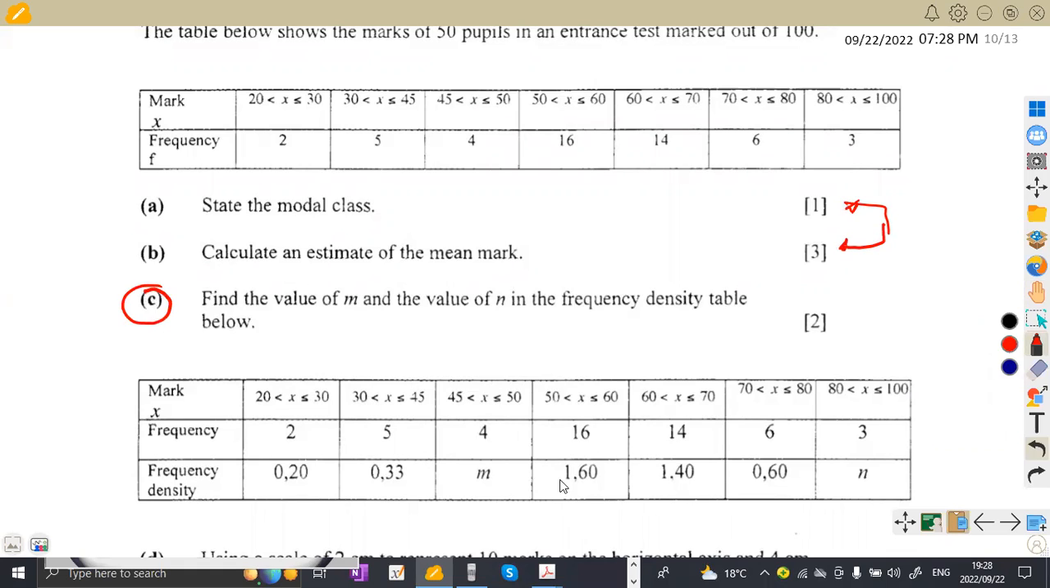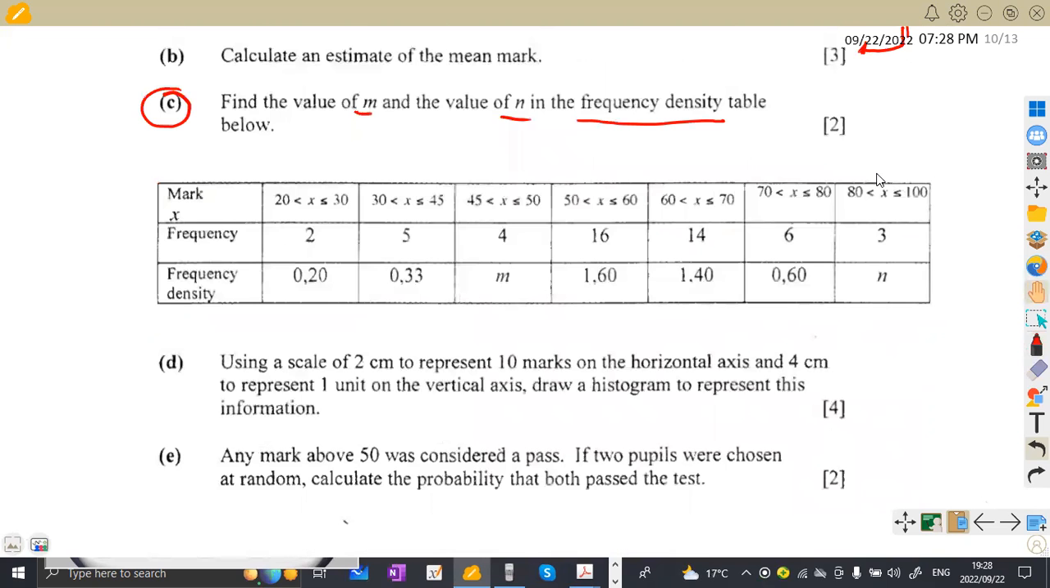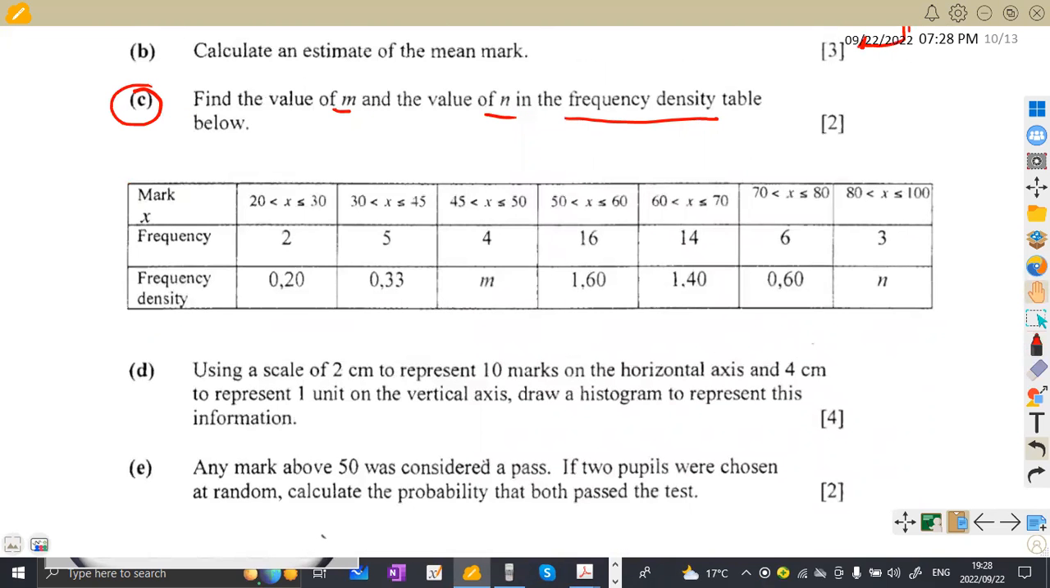Part C is part of the histogram, because nechekuita nema values frequencies parikunzipo find the value of m and the value of n in the frequency density table. So apparently it's a table of what? Frequency density. Exactly. So here let us cross check on our diagram. We can see that we have got frequencies on our table. These are classes, mark class header. Then we've got frequency, then frequency density.